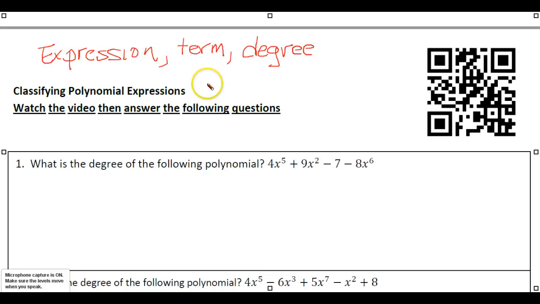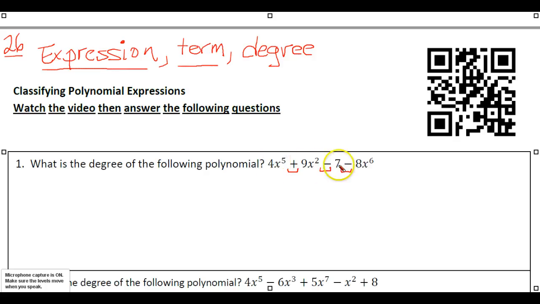Well, to get us started a little bit, as we go on to page 26. Page 26: What is an expression? What is a term? And what is the degree of a term, and then later the degree of the expression? Some background. Well, an expression is a series of terms, and a term is separated by either a plus or a minus sign.